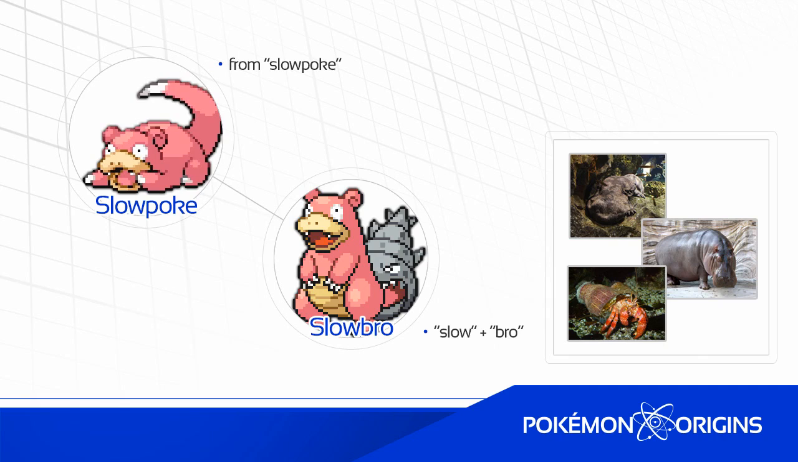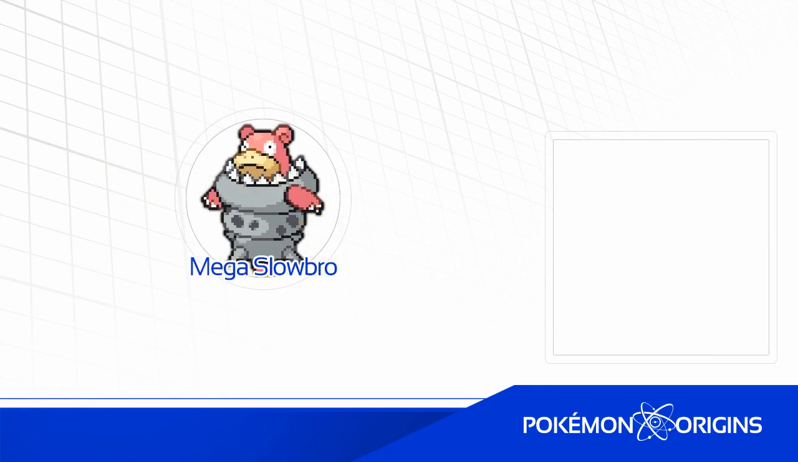And Slowbro actually bears a lot of resemblance to a hermit crab thanks to its shell on its tail, although it's not really the same sort of animal. Of course, we have a Mega Slowbro, although there's not an extra bit of extension in terms of basis. It's very similar, apart from the fact that its shell is basically eating it now, which is quite an interesting turnaround.